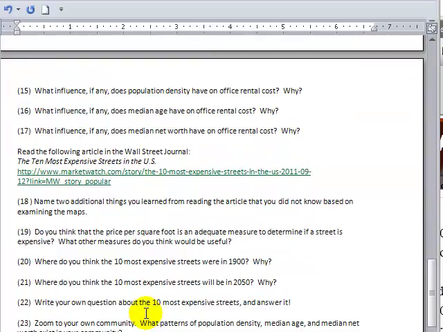Continuing on, what influence, if any, does population density have on office rental cost? Why? What influence, if any, does median age have on office rental cost? Why? Finally, what influence, if any, does median net worth have on office rental costs? Why? Are there any spatial relationships between these expensive streets and these 3 different variables?